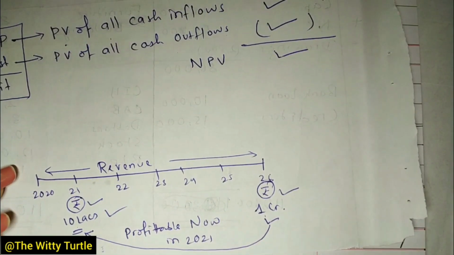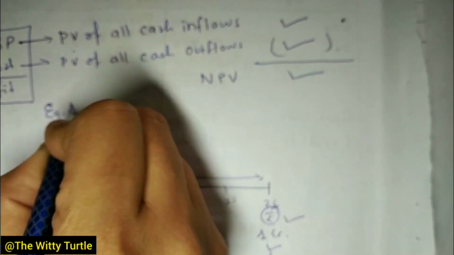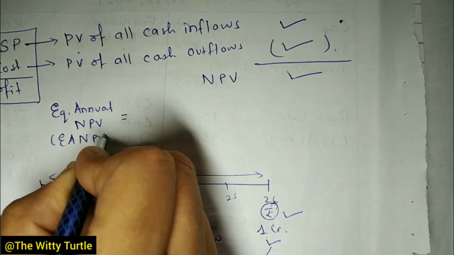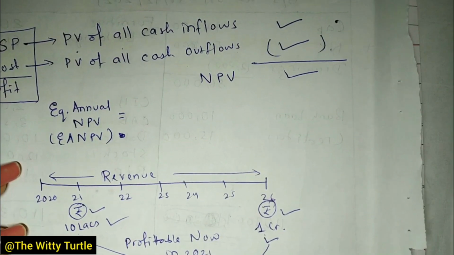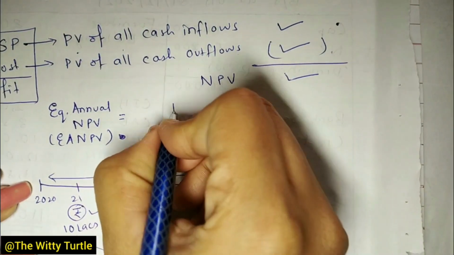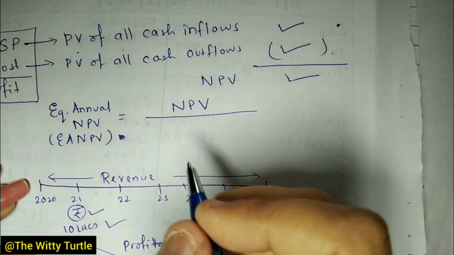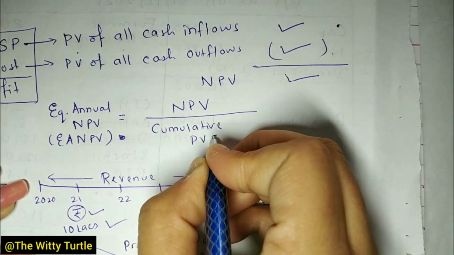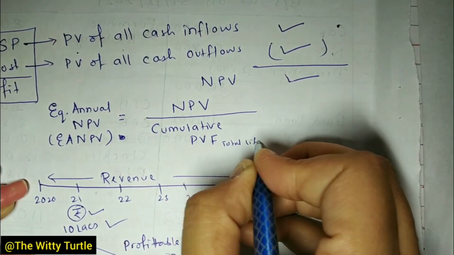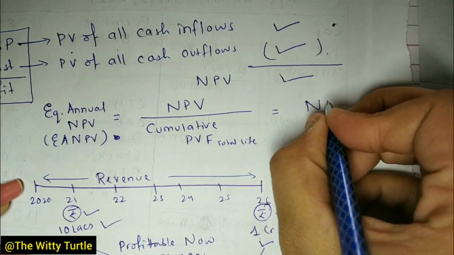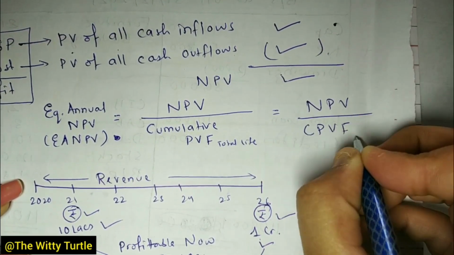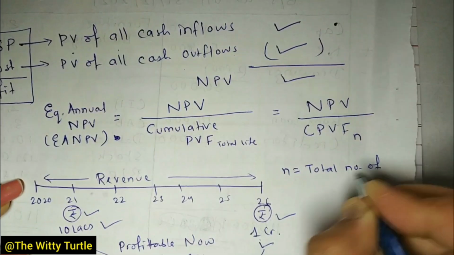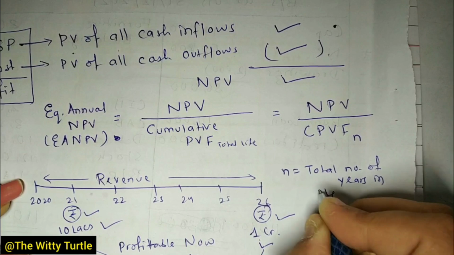Now we have to calculate equivalent annual NPV, right? EANPV. I'm saying this as EANPV. So how to calculate equivalent annual net present value? Simply you have to take the amount of your net present value, and then you have to divide it with cumulative present value factor of its entire life. ठीक है? तो इस फॉर्मूला को we can write it as NPV divided by CPVF, and this is your N. N क्या है? N is your total number of years in its life.